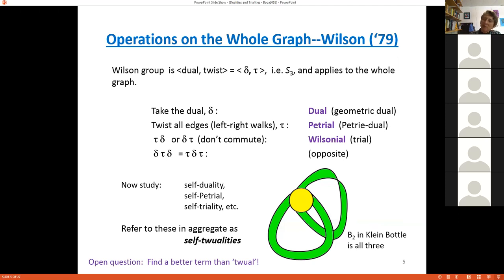Boy, if we could come up with a better term, we would be happy. This is the million-dollar question, actually: what do you call these things in aggregate? We need a word that's got all of the same grammatical construct as dual, but encompasses both duality at order two and three kinds of things. So there it is.